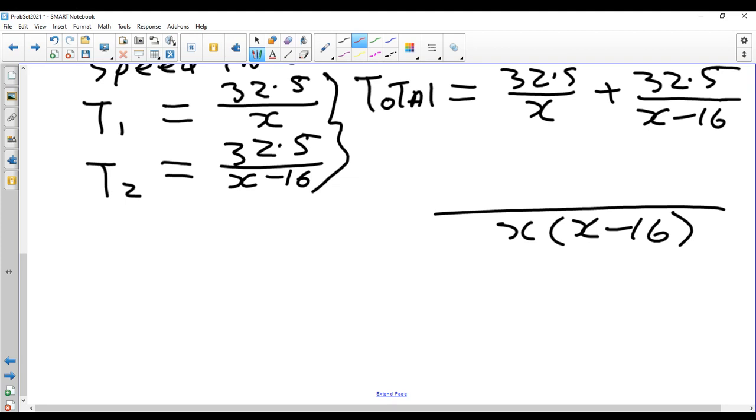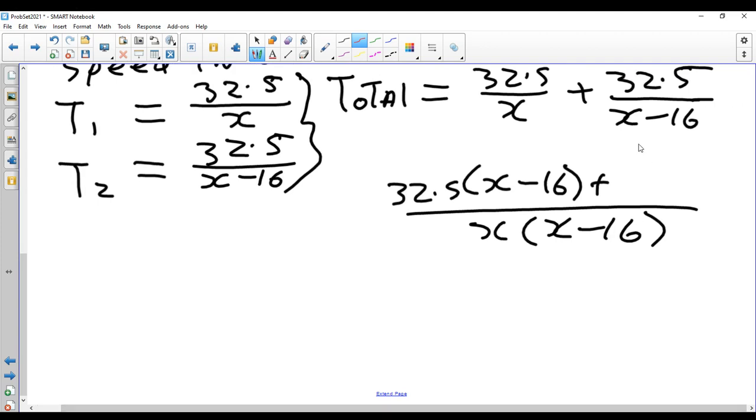And then we ask the question: what do you multiply this by? Let me point to it here. What do we multiply this by to get x into x minus 16? Yes, x minus 16, so multiply the top by that: 32.5 multiplied by x minus 16. Plus, what do we multiply x minus 16 by to get x into x minus 16? Yes, x, so we multiply the top by x: plus 32.5x.